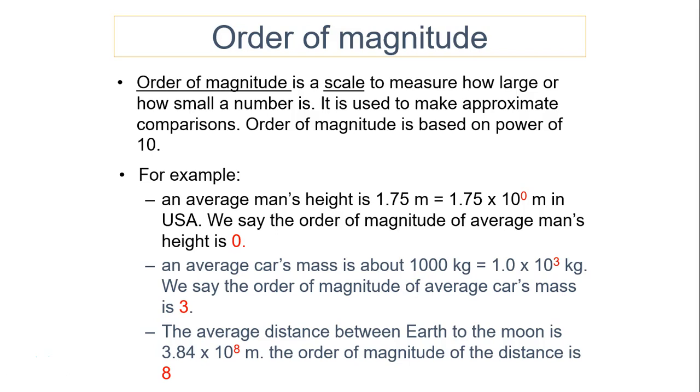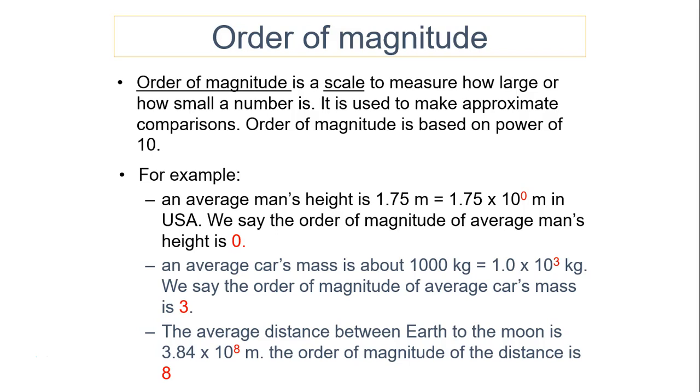Next one, I want to talk about order of magnitude. Order of magnitude is a scale to measure how large or how small a number is. It is used to make approximate comparison. Order of magnitude is based on power of 10. What does that mean? For example, an average man's height is 1.75 meters.